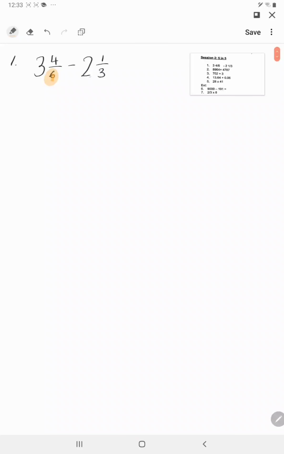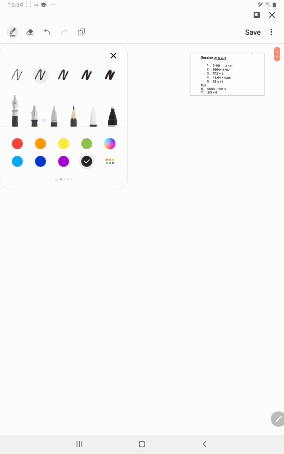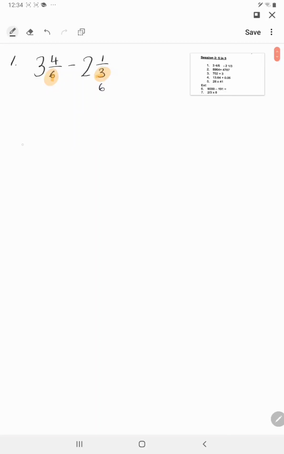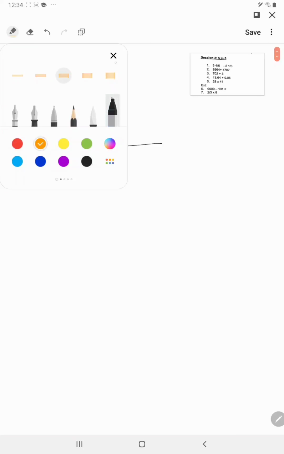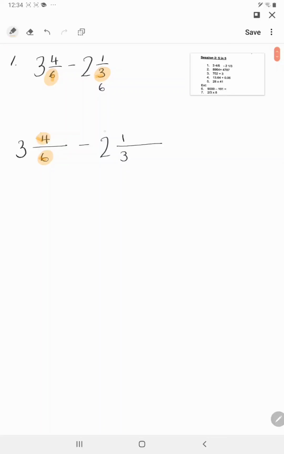Our denominators are not common, so we need to find a common denominator. And here I can just see our 3 times table will get us to our common denominator. So we're going to rewrite this fraction. You've got the 3 whole and 4 sixths, and we're subtracting 2 whole and 1/3.